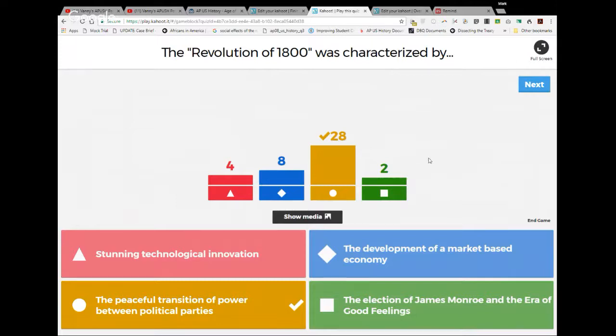And of course, what other thing happened in the election of 1800 with Thomas Jefferson being chosen? What other thing happened that made this a notable election and could be added into the whole revolution part? See what we get from the people.